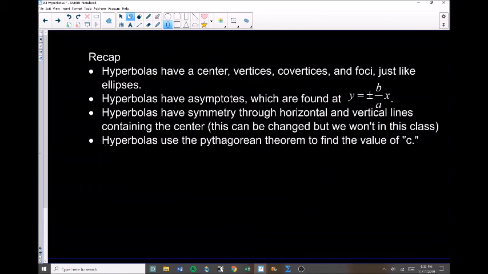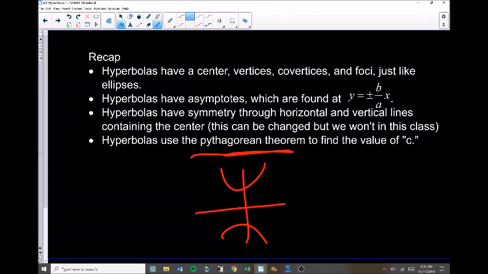Hyperbolas have a center, vertices, co-vertices, and foci, just like ellipses. You can find their asymptotes with the equation y equals plus or minus b over a times x. Hyperbolas have symmetry through horizontal and vertical lines, as do ellipses. So, like in this case, the x and the y-axis are both lines of symmetry. And they use the good regular Pythagorean theorem to find the value of c, a squared plus b squared equals c squared.